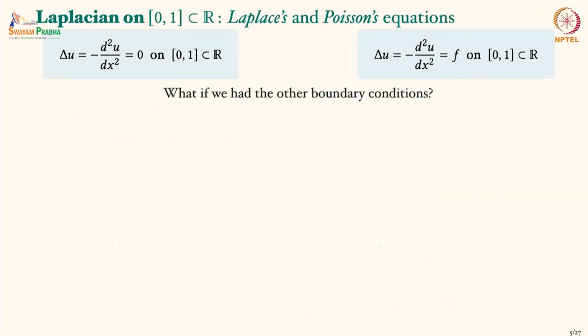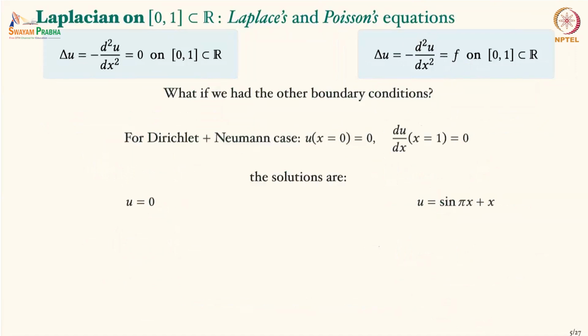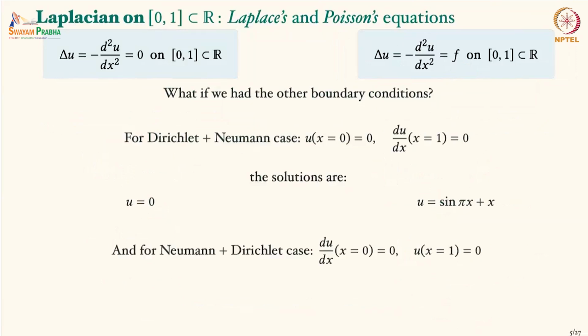So what if we had other boundary conditions? For the Dirichlet plus Neumann case, you can go through this process. You'll get, again, 0 for the Laplace's equation, and some slightly different result for the Poisson equation. Then I can do this other Neumann plus Dirichlet case, and you can convince yourself that the constants of integration evaluate to pi and minus pi in this case.